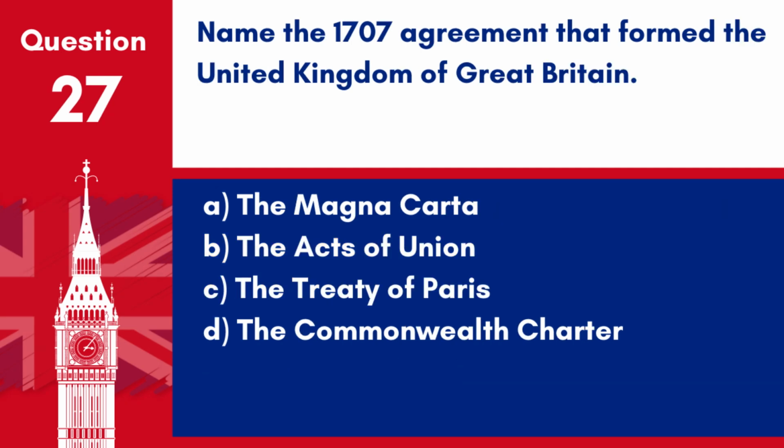Question 27. Name the 1707 agreement that formed the United Kingdom of Great Britain. A. The Magna Carta. B. The Acts of Union. C. The Treaty of Paris. D. The Commonwealth Charter. Answer B. The Acts of Union. The Acts of Union in 1707 united the kingdoms of England and Scotland under the name of Great Britain.